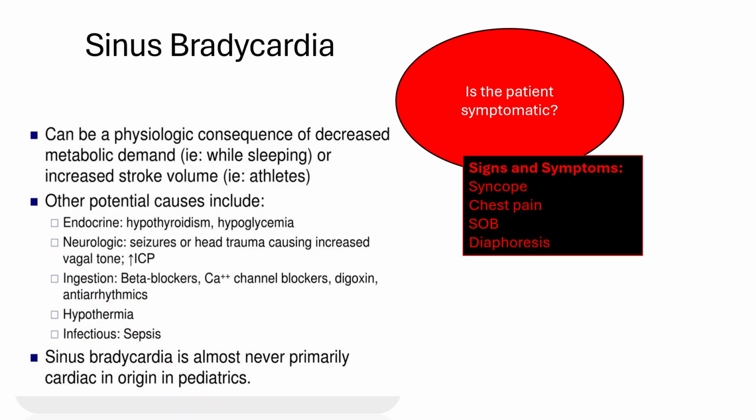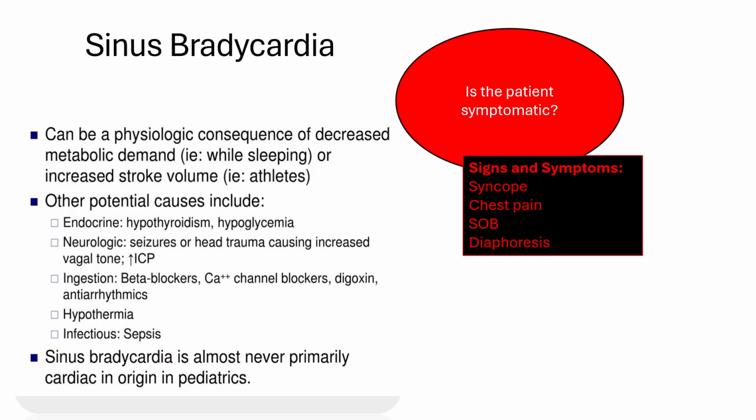Just like with sinus tachycardia, sinus bradycardia can be a manifestation of a disease process such as hypothyroidism, hypoglycemia. It can result from things such as head trauma or spinal cord injuries, increased intracranial pressure. It can occur from medications that slow down your heart rate, such as beta blockers, calcium channel blockers, digoxin, and other antiarrhythmics. It can occur from hypothermia.